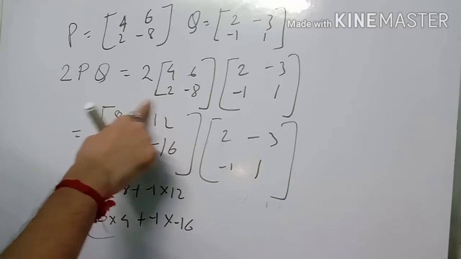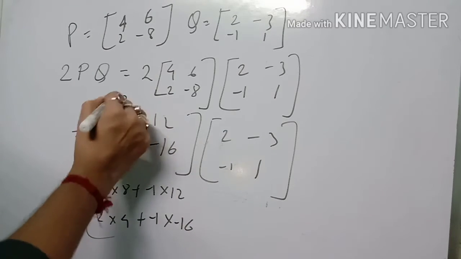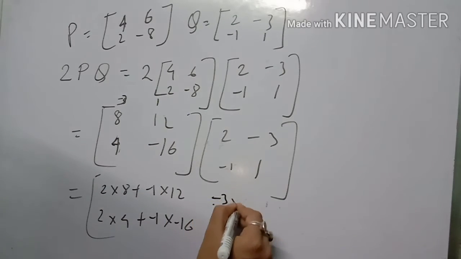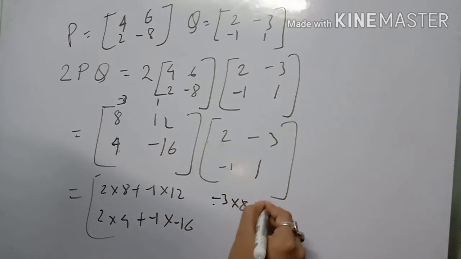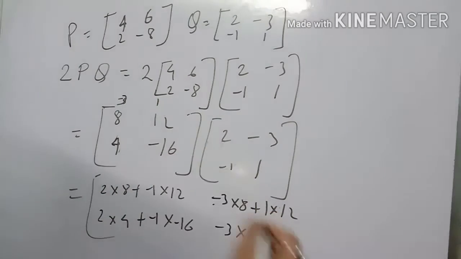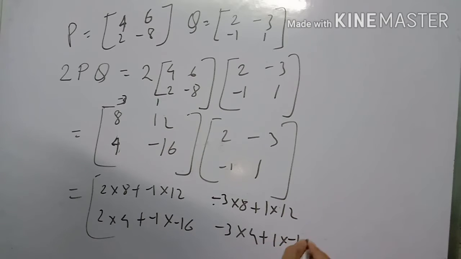Okay, we erase this thing here, minus 3 and 1 here. So minus 3 is going to multiply 8 plus 1 into 12, minus 3 into 4 and 1 plus 1 into minus 16. Clear? Let us get the answer. I need to rub the first part.